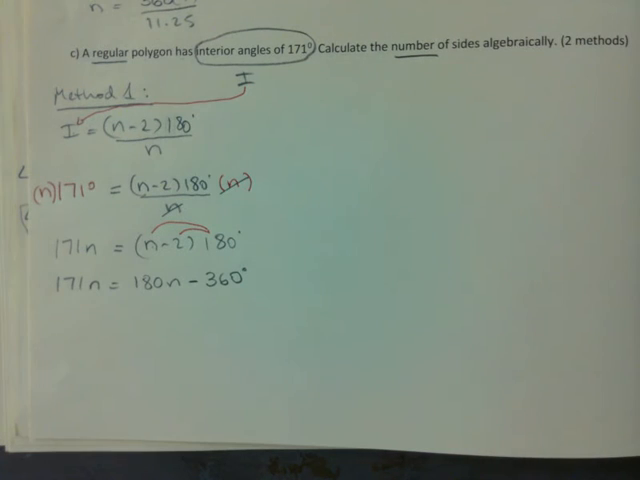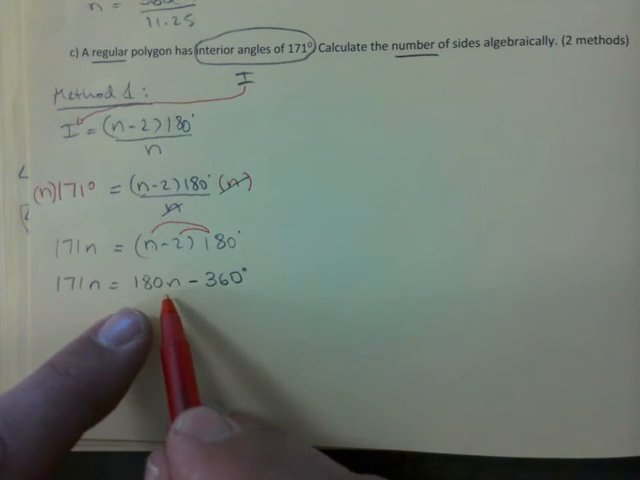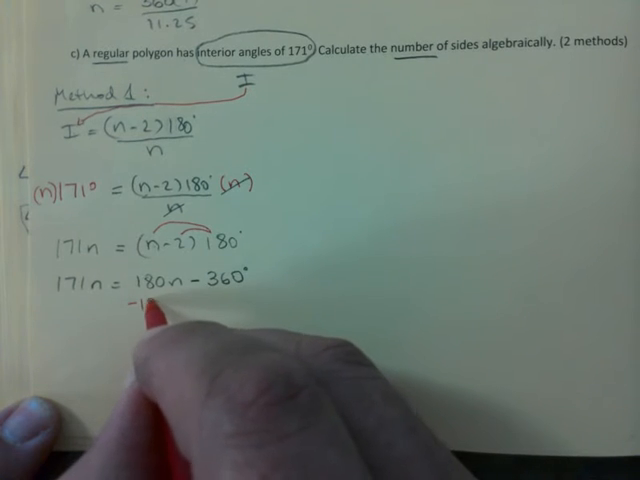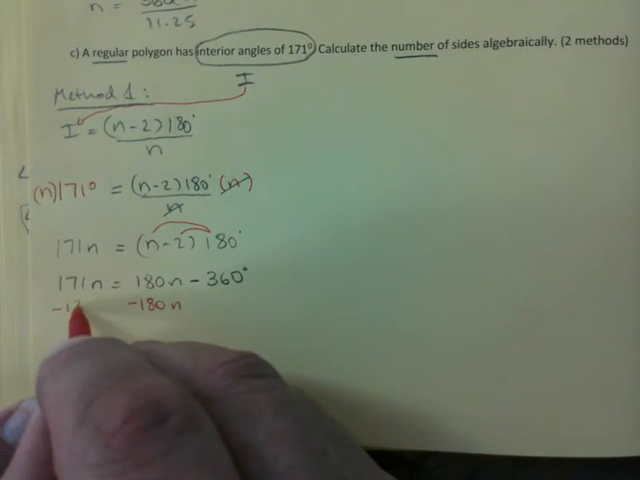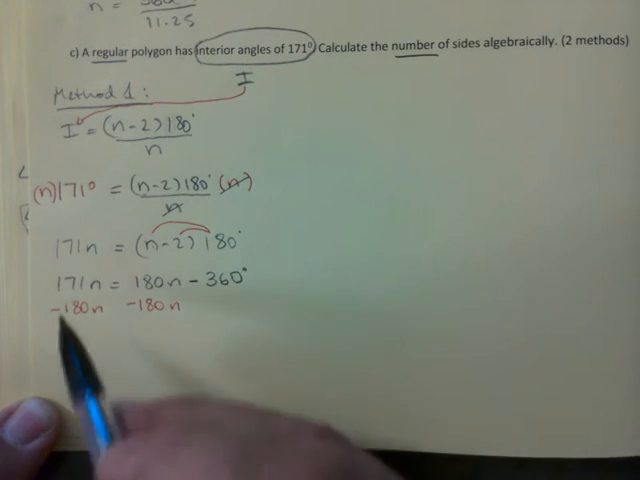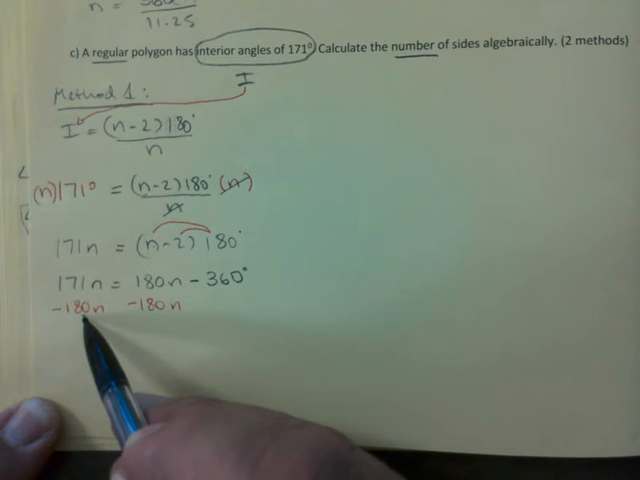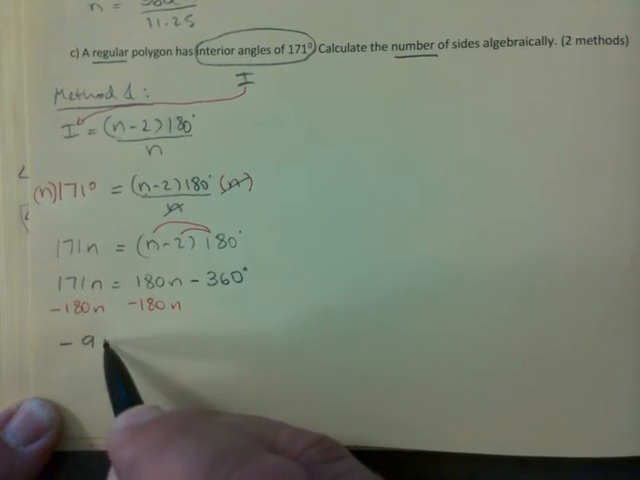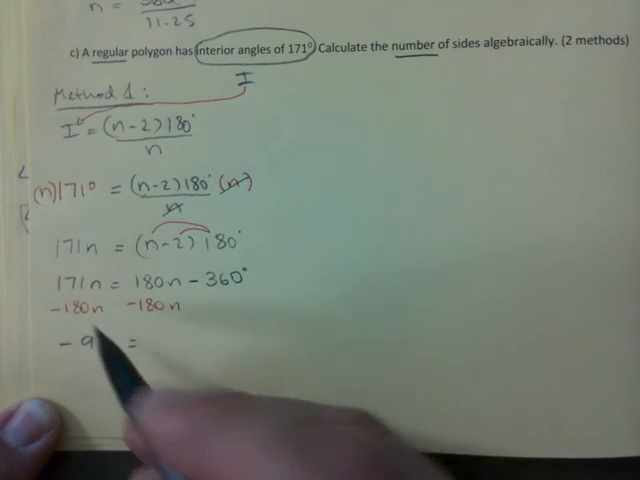And what am I going to do now here at this point? What do you think? My goal is to isolate n, correct? I'll bring all the n's to one side, right? That's my goal. So to me, it's easier to bring this over to this side. So some of you prefer this method, so I'm going to go ahead and do that. You're subtracting 180 from both sides. What's 171 minus 180? Negative 9n, right? You're subtracting.